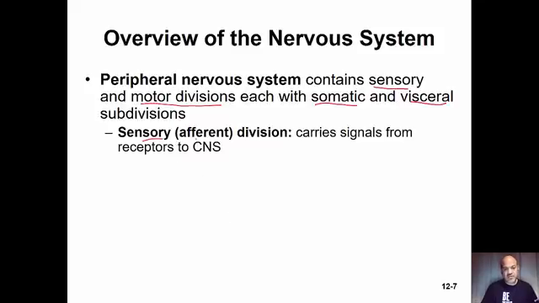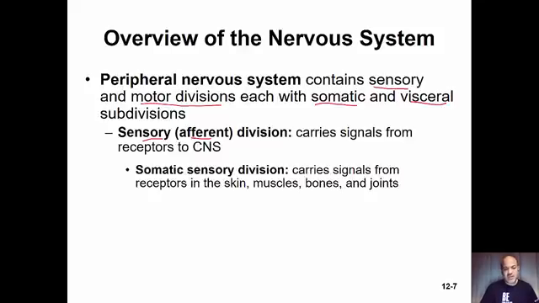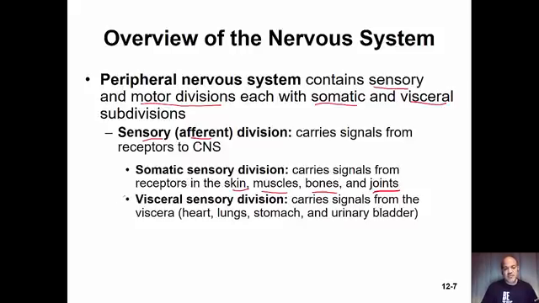The sensory division is also called afferent, which carries signals to the CNS. And then again, we have two subdivisions: the somatic sensory division, which carries signals from the skin, the muscle, bones, and joints. And then we have the visceral. Visceral refers to your internal organs. So we have the visceral sensory division, which carries signals from your viscera, which includes heart, lungs, stomach, urinary bladder, small intestine, and so on.